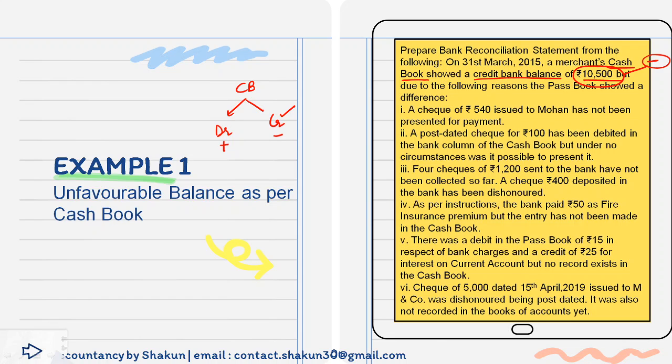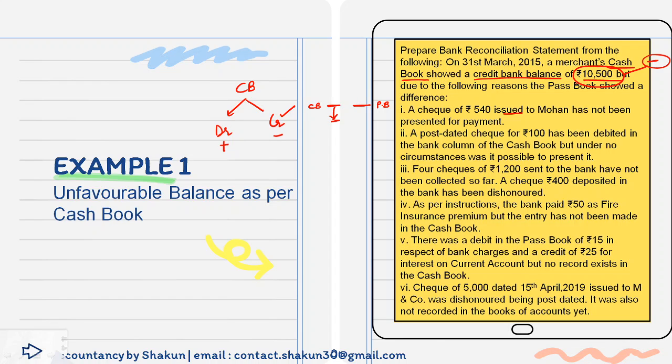Moving on. A check of 540 issued to Mohan has not been presented for payment. Now, as I explained to you previously, we will take two balances here. One will be the cash book and the other one will be the passbook. A check of 540 has been issued to Mohan. So when we issue a check to somebody, our cash book is decreased. The amount is deducted from our cash book because we have issued a check, but it has not been presented for payment. So obviously, if the check has not been presented to the bank, the passbook will not decrease. So passbook is greater, cash book is lesser.